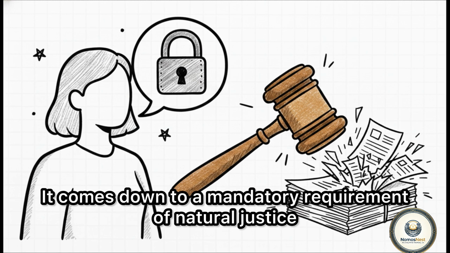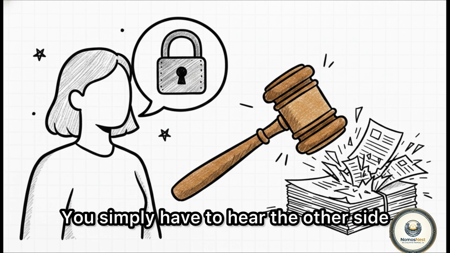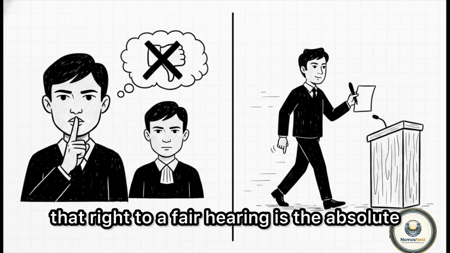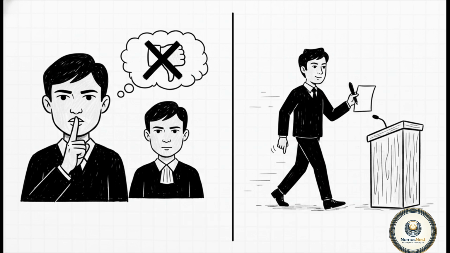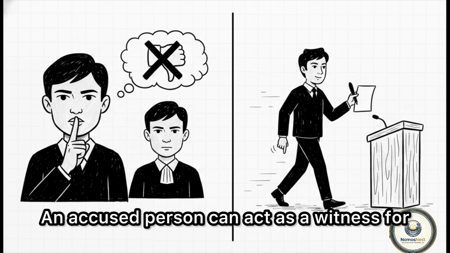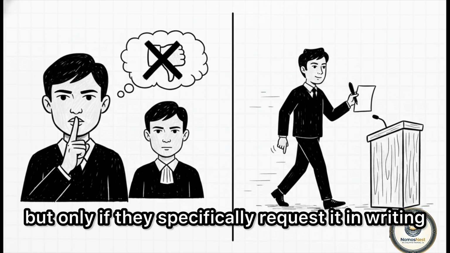It comes down to a mandatory requirement of natural justice, audi alteram partem. You simply have to hear the other side. And beautifully complementing that right to a fair hearing is the absolute right to remain silent, which is detailed in Section 353. An accused person can act as a witness for their own defense on oath, sure, but only if they specifically request it in writing.